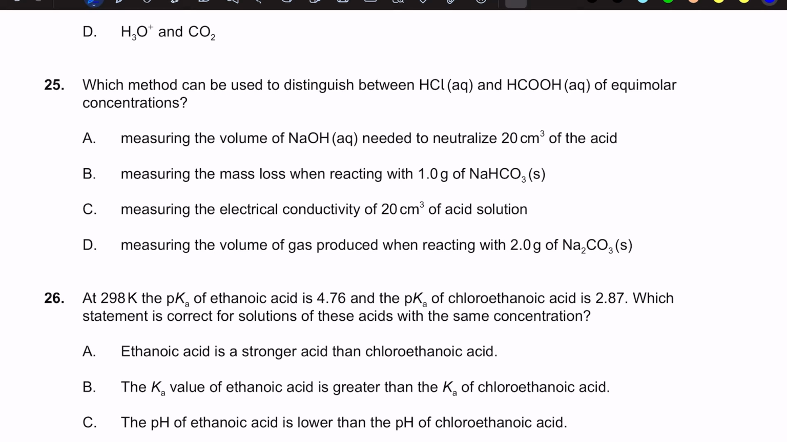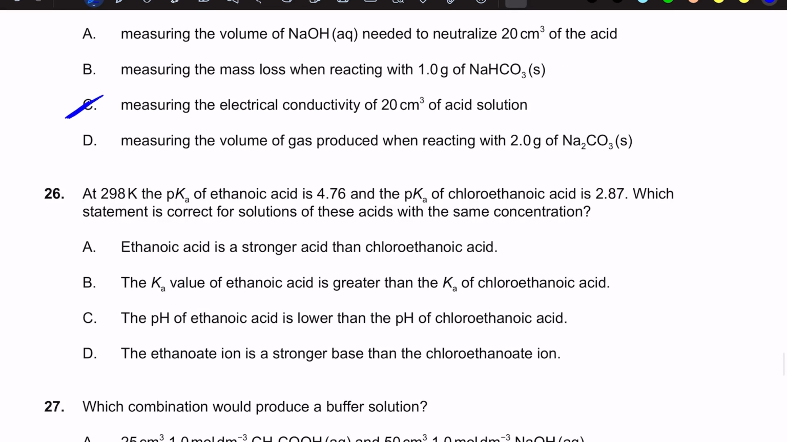HCl dissociates completely while methanoic acid dissociates partially. So in an HCl solution, you'll have more ions if you have equimolar concentrations. In the HCl solution, there'll be a lot more ions as compared to the methanoic acid solution. So if you have more ions, you'll have better electrical conductivity, and hence C is the right answer.